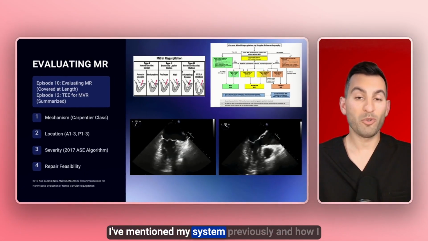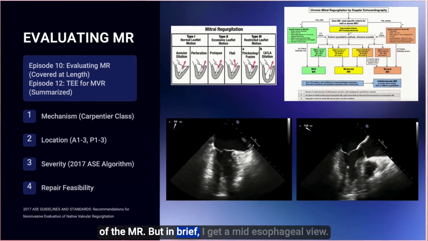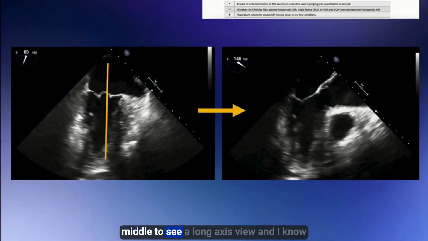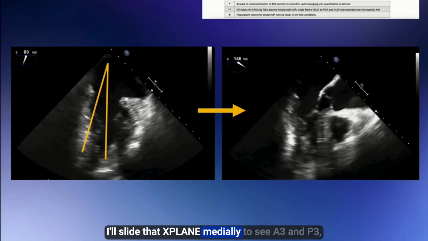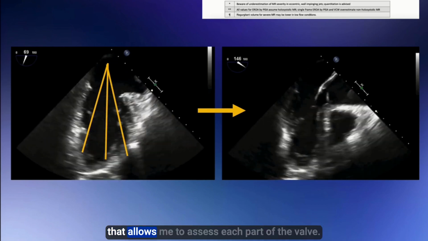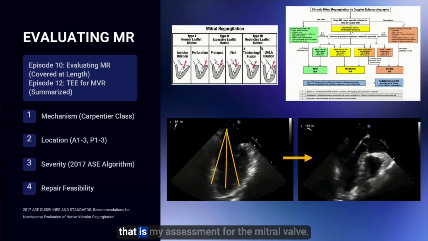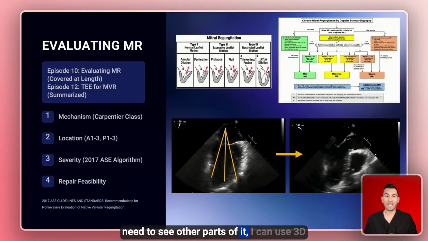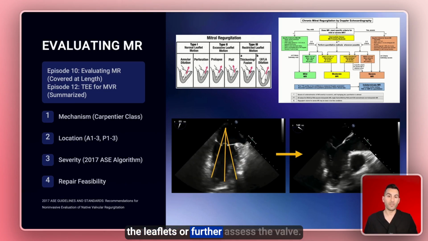I've mentioned my system previously and how I evaluate the mechanism and location and severity of the MR, but in brief, I get a mid-esophageal view. I'll X-plane through this right down the middle to see a long axis view, and I know the leaflets at this point are A2 and P2. I'll slide that X-plane medially to see A3 and P3, and then I'll slide it laterally to see A1 and P1, and that allows me to assess each part of the valve. I do all this with and without color, and that is my assessment for the mitral valve. If I have difficulty viewing the valve, or I need to see other parts of it, I can use 3D or other views to take different looks at the leaflets or further assess the valve.